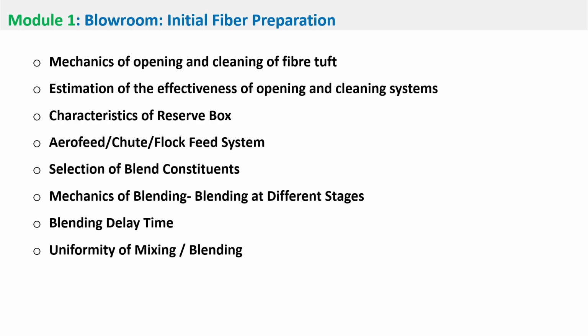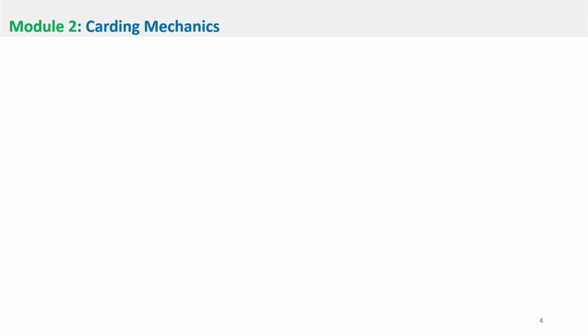Then we will see how the mixing takes place. By the term uniformity of mixing or blending, we will see what is the implication on the quality of the product, and finally assessment of blend irregularity. So, blending index, we will see how to calculate.